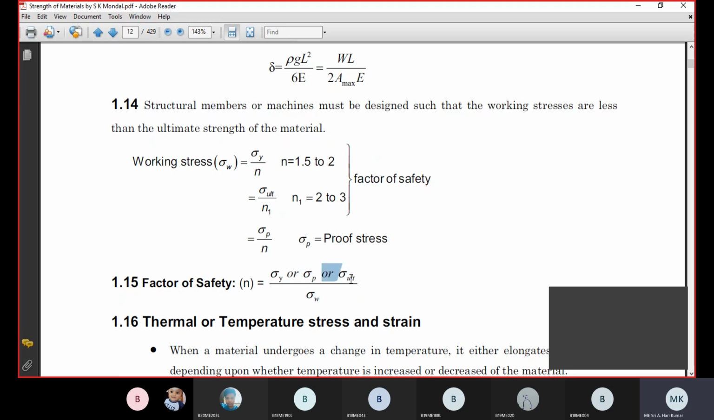Ultimate strength we use for brittle materials, because for brittle materials there will be no yield stress. Brittle materials fail without yielding, so there will be only ultimate stress. So for brittle materials we use ultimate strength in the numerator. For ductile materials we use sigma y, but for some other elastic elements, like springs, we take proof stress. But the denominator will always be the working stress, the applied or actual stress.